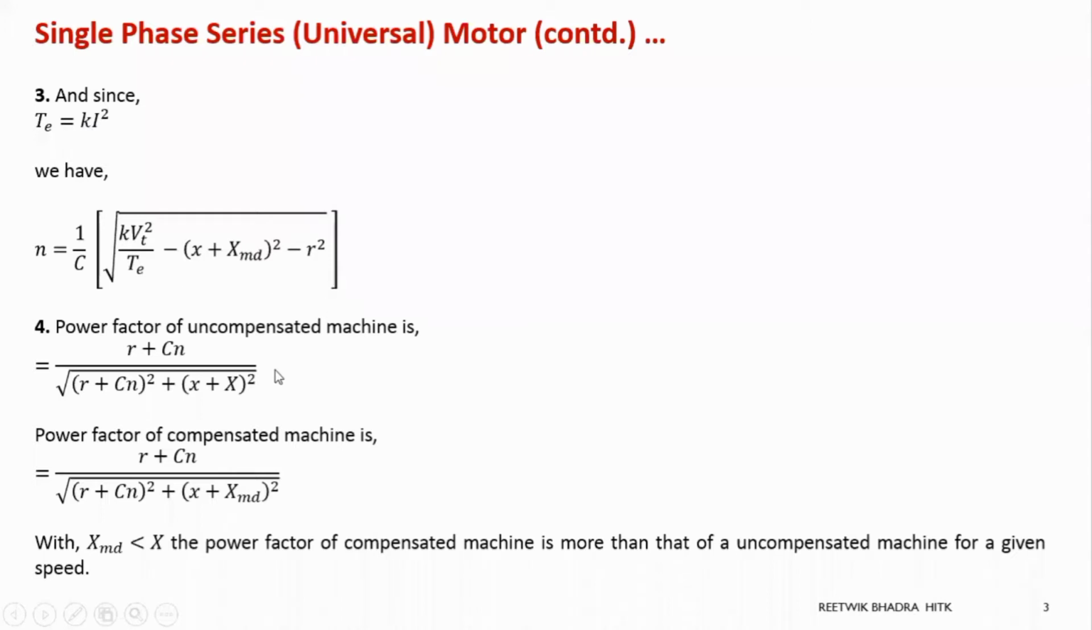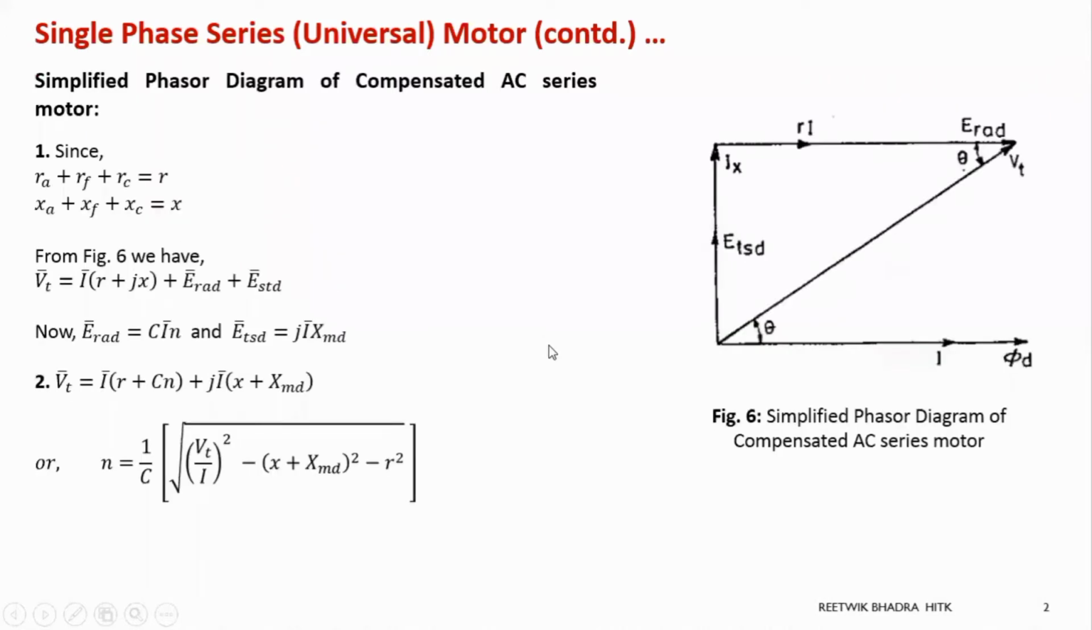Now what about the power factor? For the uncompensated machine, we had already derived one equation. You can write in that term only. But secondly, you can also write that the power factor of any circuit is R by Z. If you go into the circuit over here and see this equation, what will R be? R is nothing but R plus CN, which is your real part, and what will be your Z, root over a square plus b square, with I taken common. So R over root over R plus CN whole square plus X plus X_MD whole square.